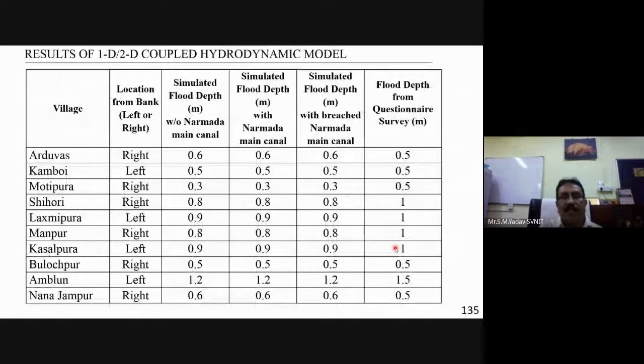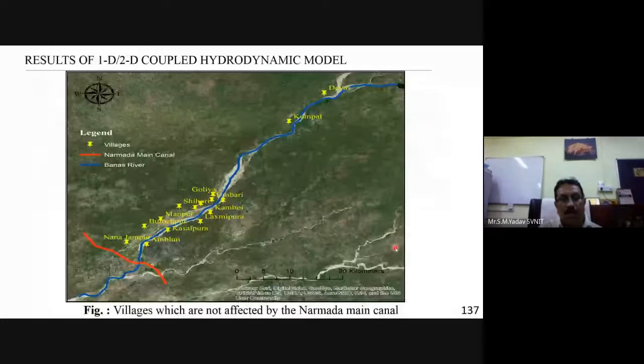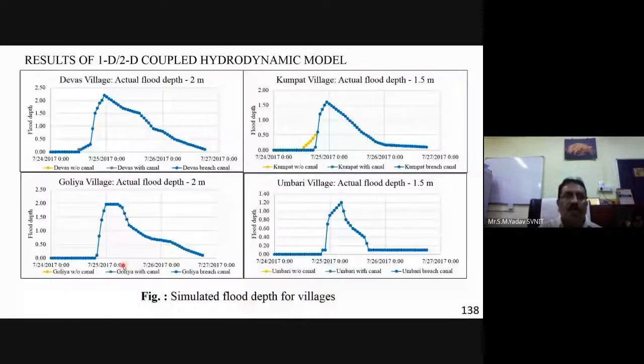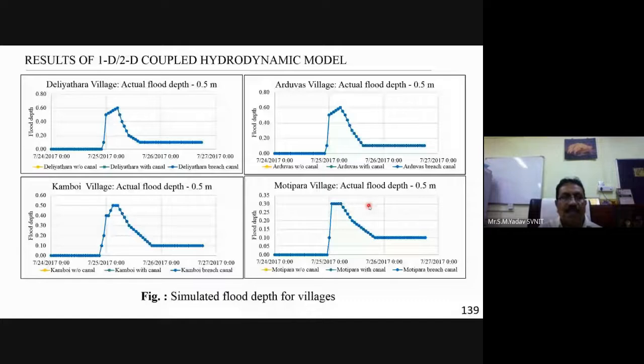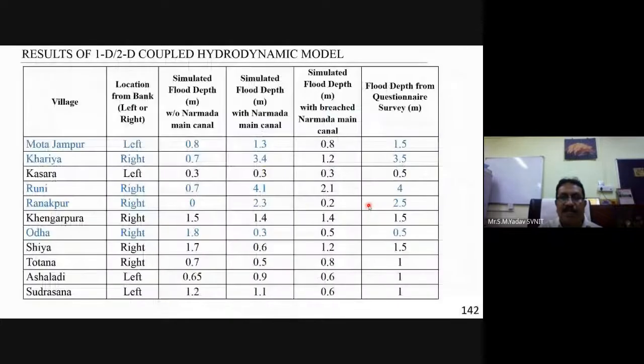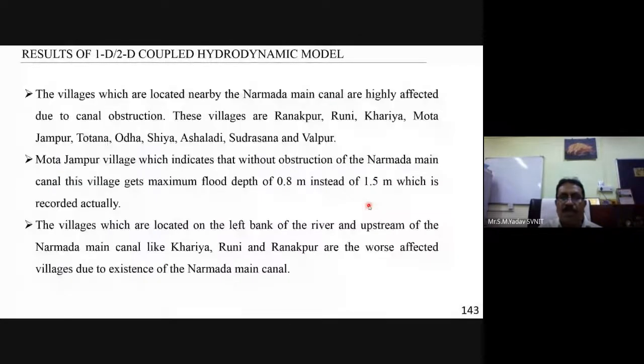So this is again the number of villages which have been surveyed, on the left and right bank, and the depth of villages that has been worked out. So this is the Narmada Main Canal, and how the simulated flood depth for various villages would have varied from 24 to 27, that also we have tried to work out. That is for different villages: Dewas, Kumpar, Golia, Umri, etc. These are other villages where the simulated flood depth has been shown. At the same time, that has been tabulated and compared with the flood depth from the questionnaire survey.